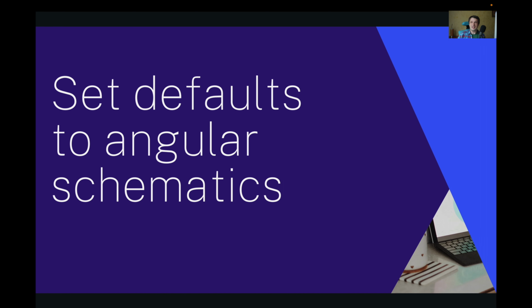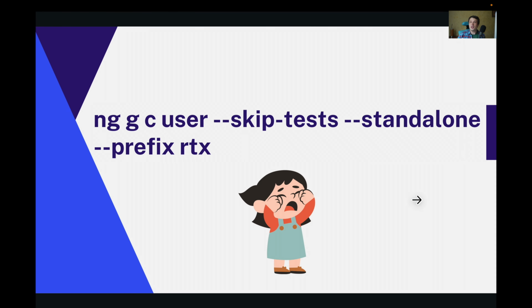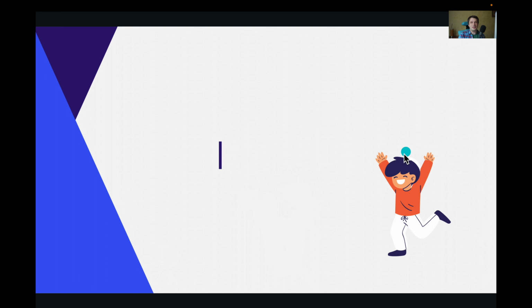It's a great idea to set up defaults for your schematics, so you don't need to pass properties every time you generate a new component. For example, you have a component and you do not use tests, you use standalone, and you have some custom prefix, in this case RTX. You do not want to do it for every single component. What you want to do is just use plain ng generate component user.